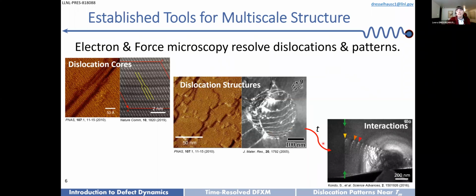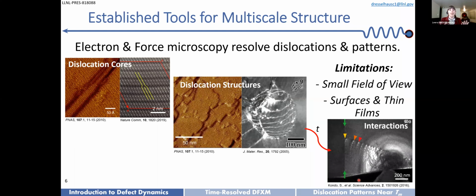More recently, groups have started to time resolve electron microscopes, giving us movies of how dislocations navigate through fields of obstacles. However, ultimately, electron and force microscopy both have significant limitations, both in the field of view they can measure with this higher resolution and sensitivity, and in the fact that they can really only measure surfaces or thin films.